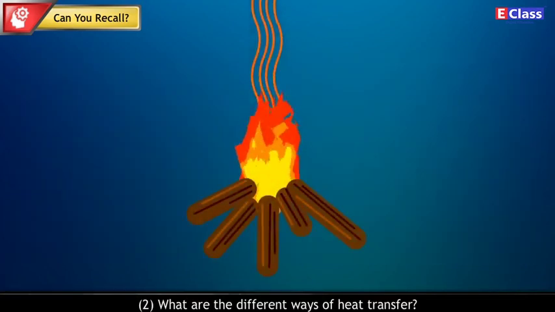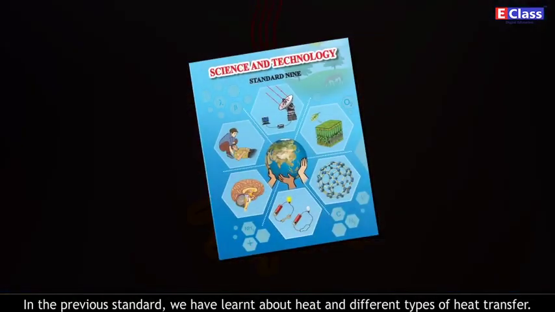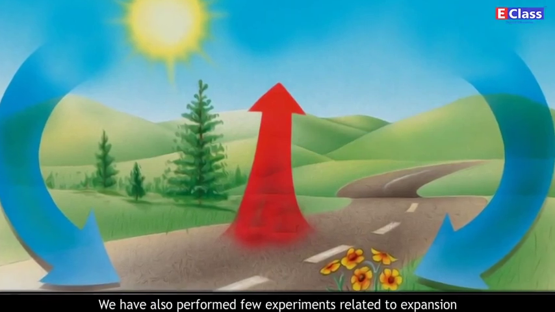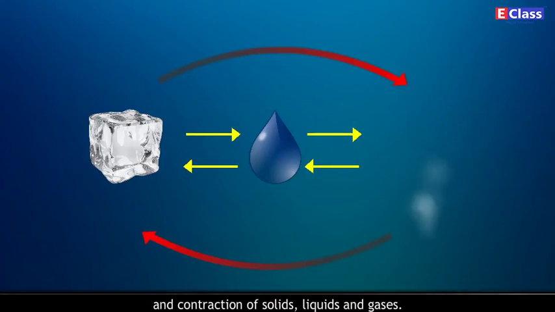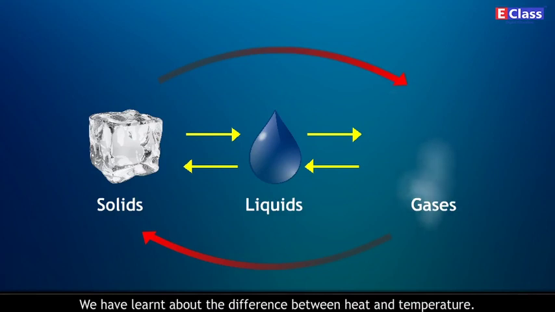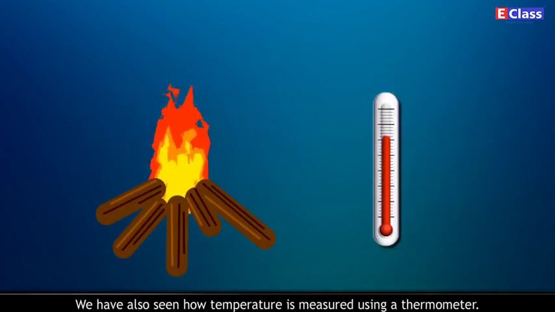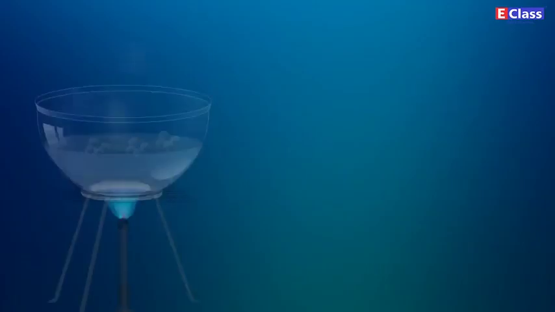What are the different ways of heat transfer? Answer. Conduction, convection and radiation are the ways of heat transfer. In the previous standard, we have learnt about heat and different types of heat transfer. We have also performed a few experiments related to expansion and contraction of solids, liquids and gases. We have learnt about the difference between heat and temperature. We have also seen how temperature is measured using a thermometer.